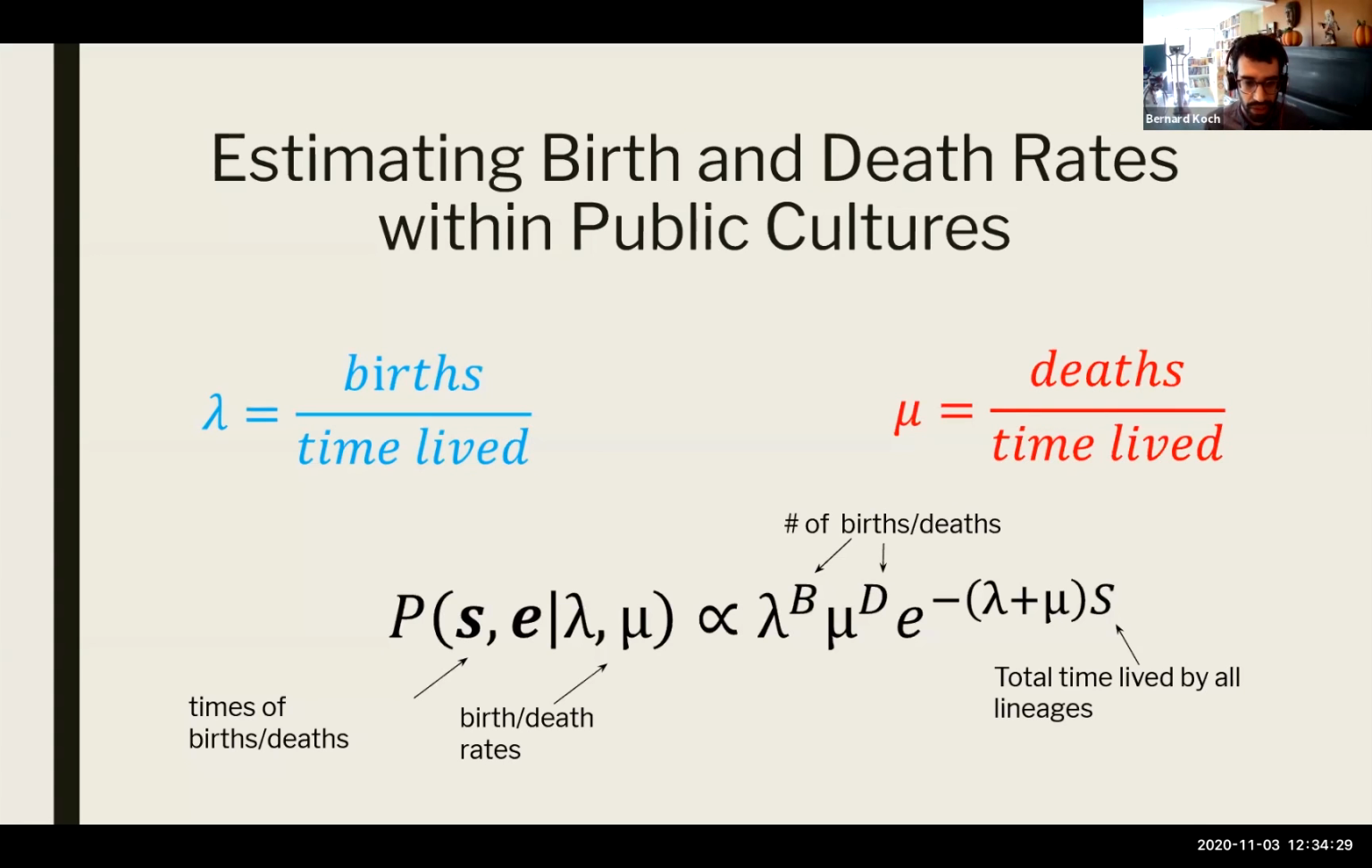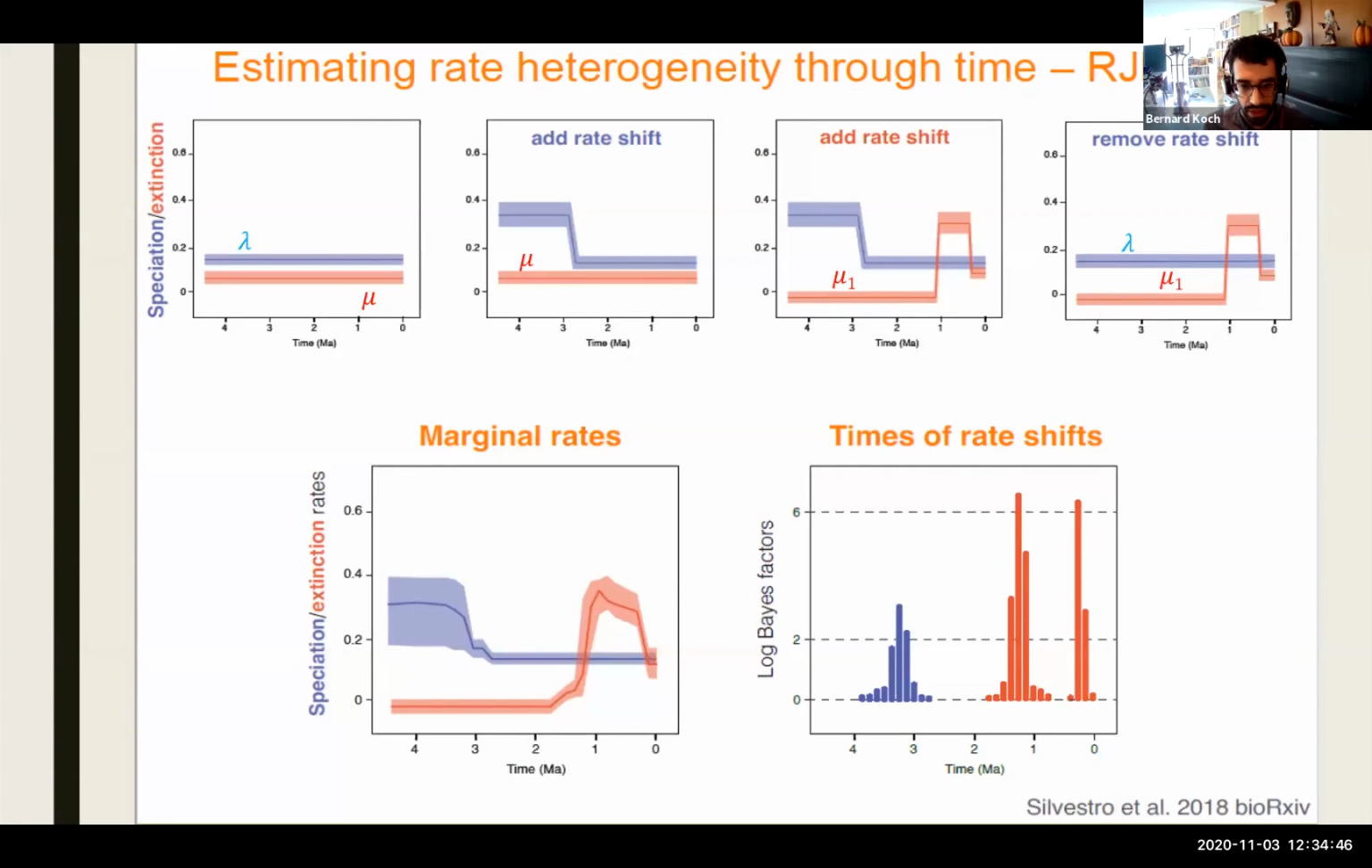Okay, and so we're going to infer lambda and mu, the birth and death rates, via Bayesian inference from the times of birth in the population. So in this case, the birth times of bands or the dissolution times of bands. So that's S and D.